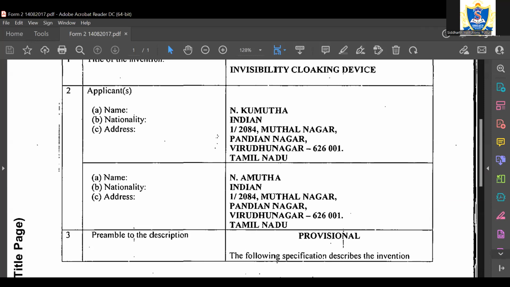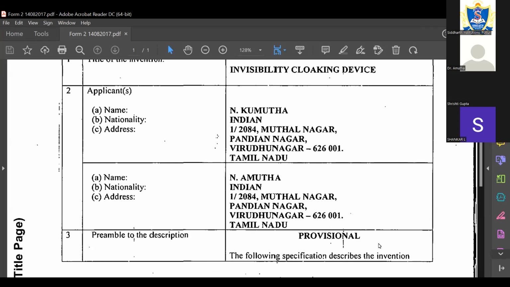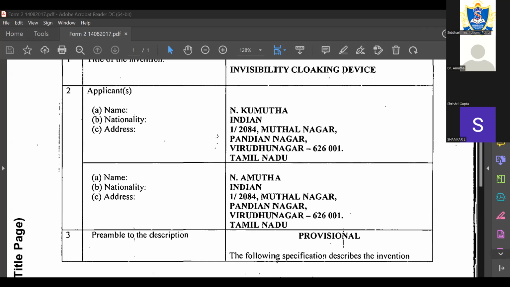Because this is going to describe the invention, but it is not going to describe the full invention, because you are going to file only provisional specifications. That's why the preamble is like this. Now I will share the second one, the complete specifications.